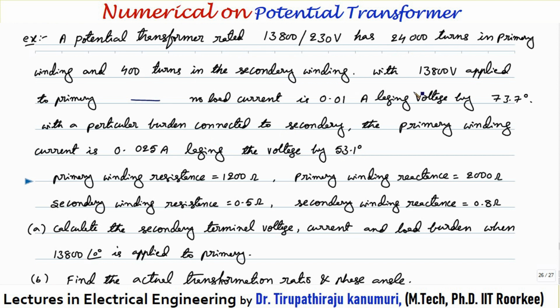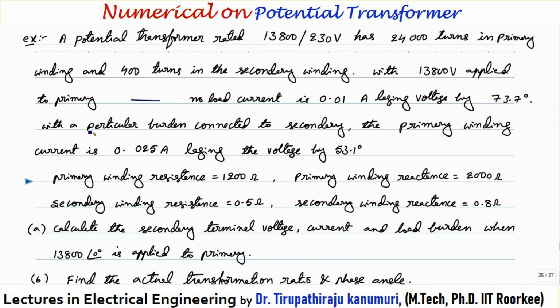Turns ratio is also given, and when 13,800 volts is applied to the primary, the no load current, that means the secondary side is open circuit, that no load current I0 is equal to 0.01 amperes, making an angle of 73.7 degrees. Alpha is also given here.